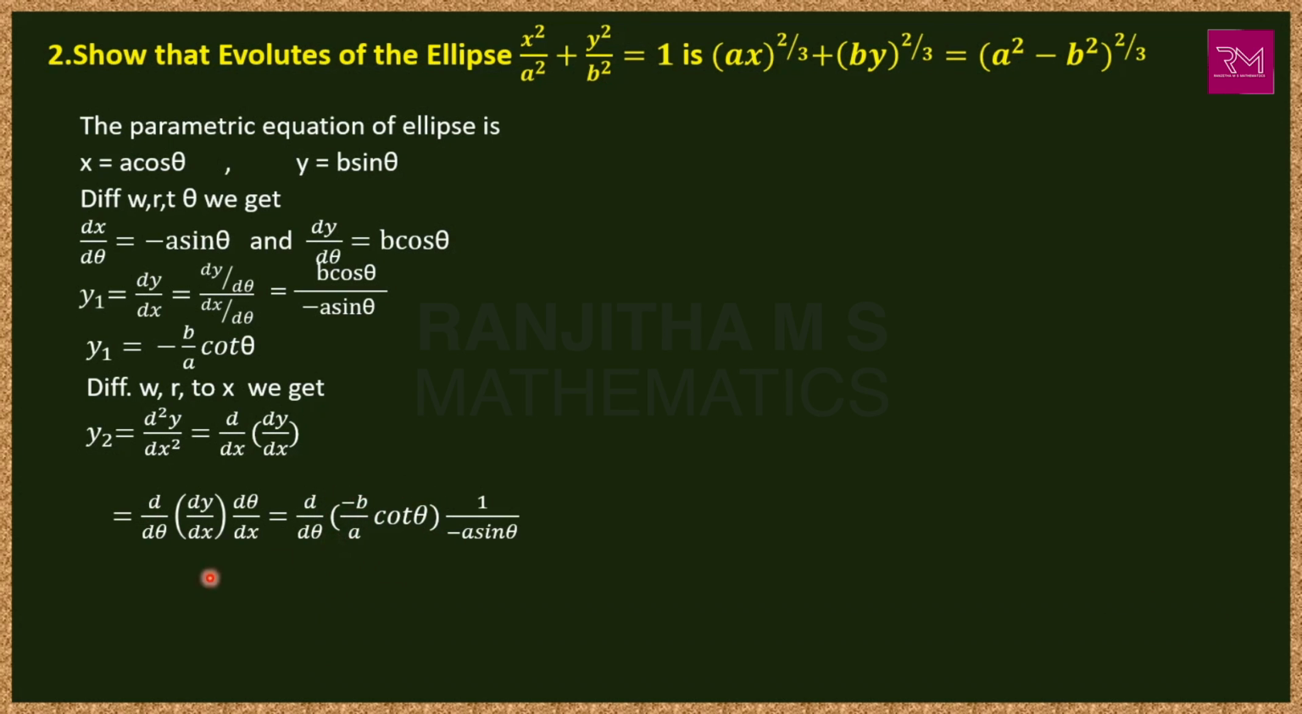with respect to θ. Hence we get y2, which is equal to, here minus b by a is constant, take as it is, into the differentiation of cot θ with respect to θ, which is minus cosec² θ, into minus 1 by a sin θ, take as it is. Here minus into minus is plus, plus into minus is minus. Hence we get y2 value as minus b by a into a is a square, into, here cosec² we can write as 1 by sin².